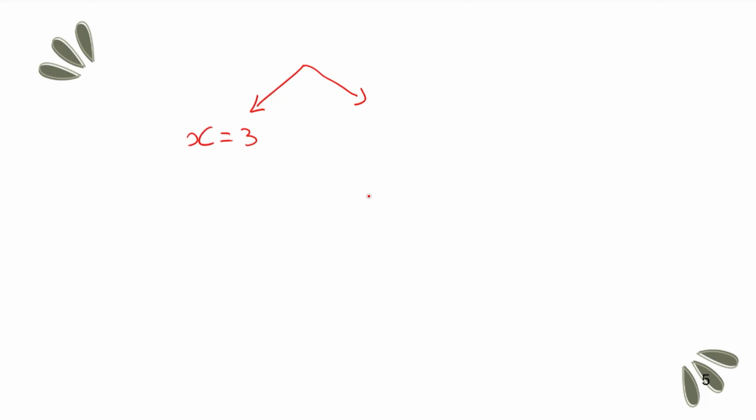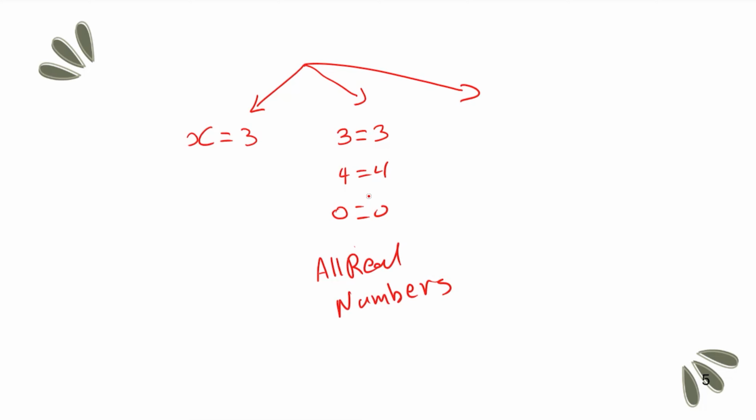What is this? You can get, in both sides, 3 equals 3 or 4 equals 4 or 0 equals 0. What happened to x or the variable? The x disappeared or became 0. Why? We'll see how. But if you get this in your answer, the solution, we say, will be all real numbers.